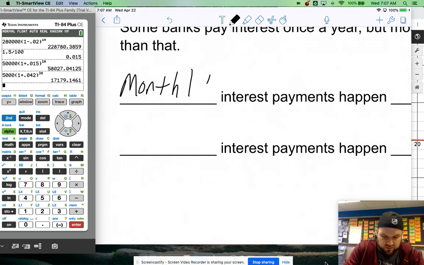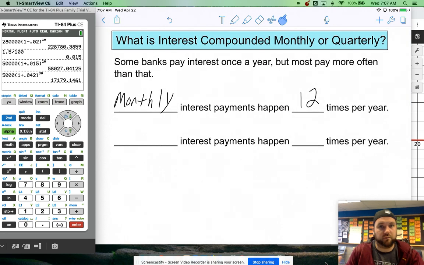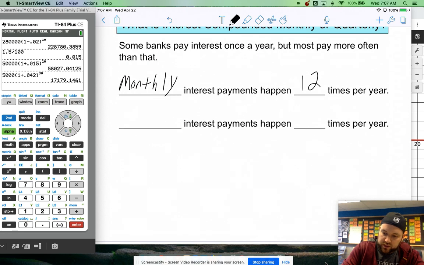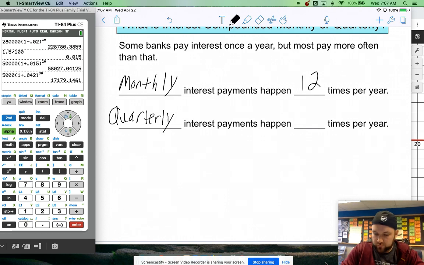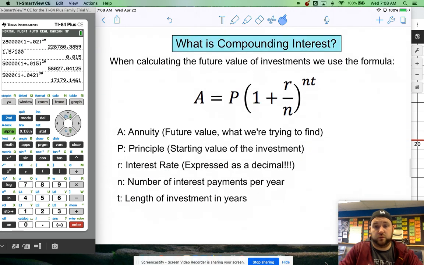Okay. So if you have a monthly interest payment, it means you get paid at the middle or the end of every month. That is going to happen 12 months in a year. So a monthly payment happens 12 times per year. And if you have a quarterly interest payment, quarterly means they pay you every quarter of a year, which is every 3 months, but that means you get 4 payments per year. Okay, so quarterly interest payments 4 times a year. We're going to use those numbers to look at a couple more examples, and we'll wrap this up.